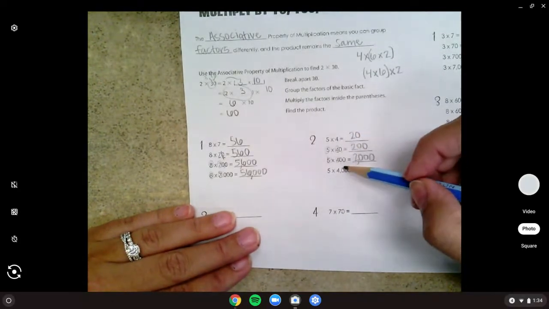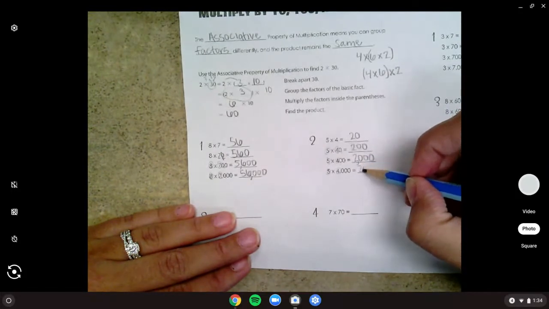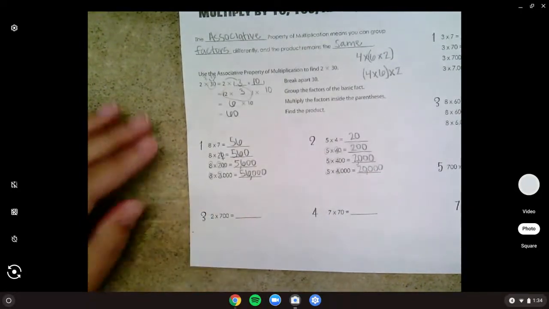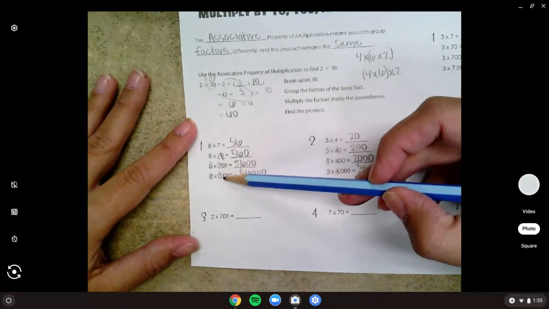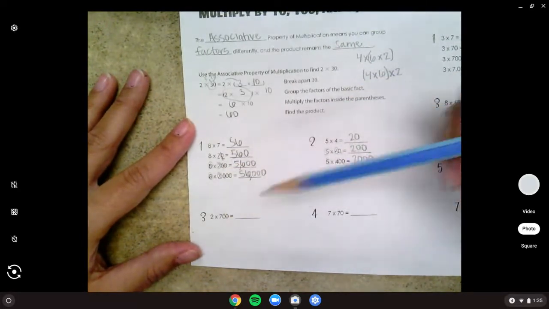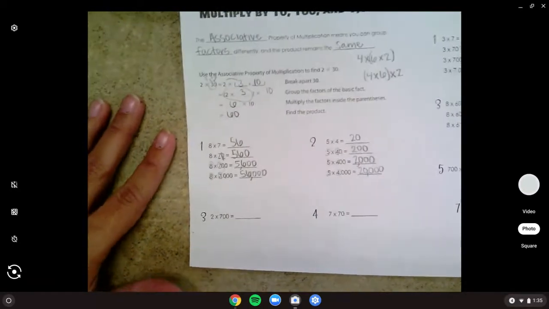Now when I do 5 times 4,000, I still have that mini math fact of 20, and I'm going to add 3 zeros for 20,000. Now in these problems, we built our way up from our regular fact. Now let's try one where we don't have that mini fact given to us. We have to find it.